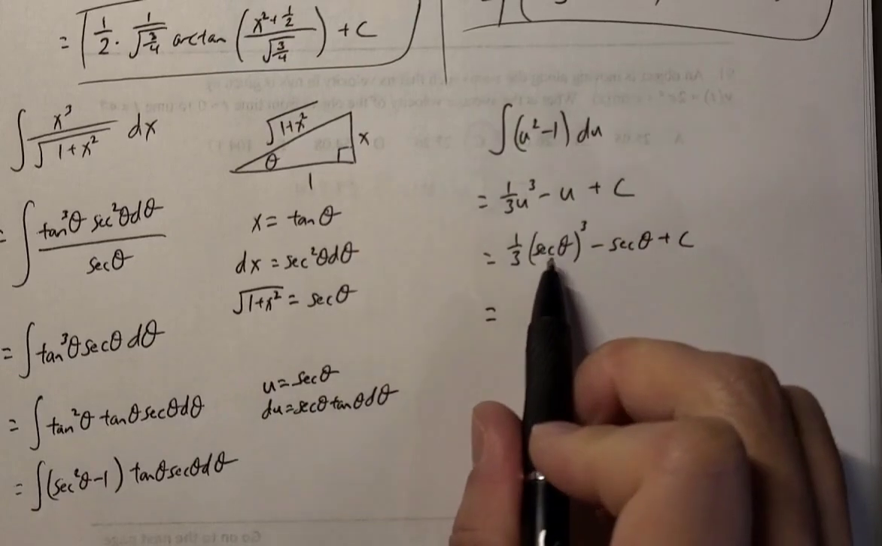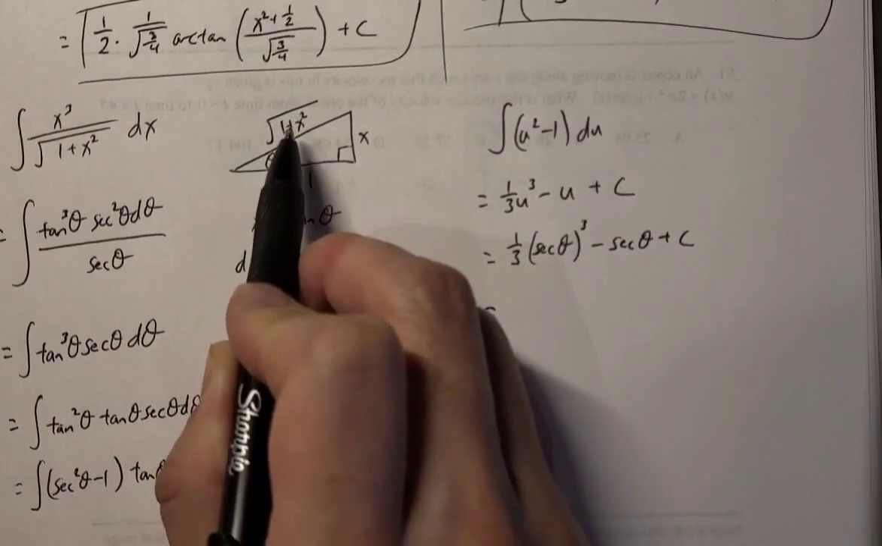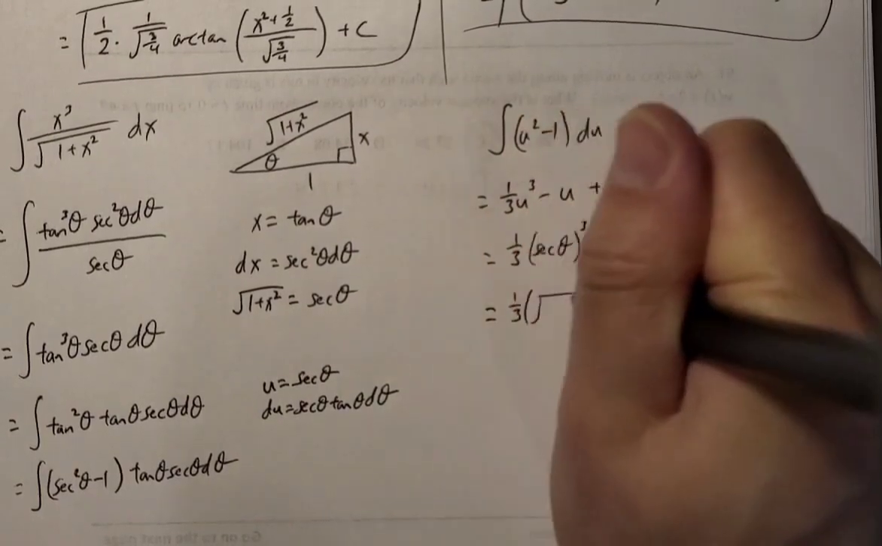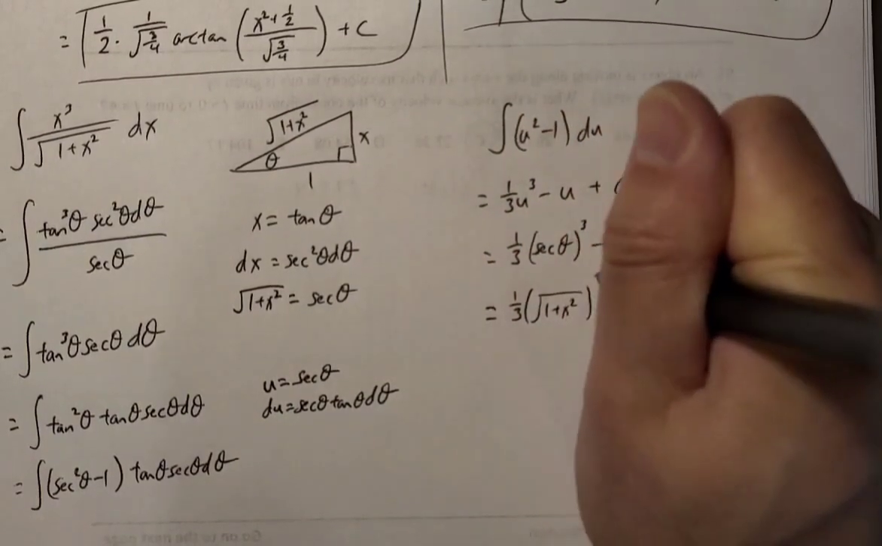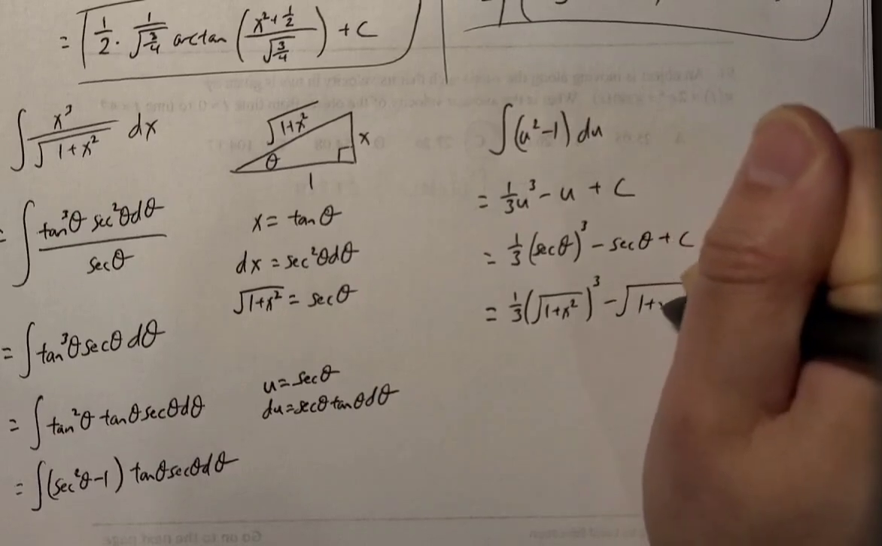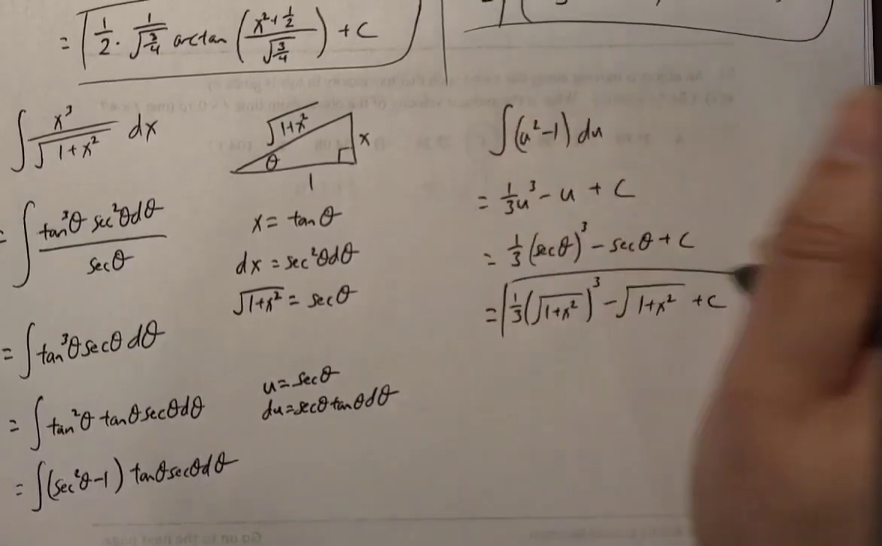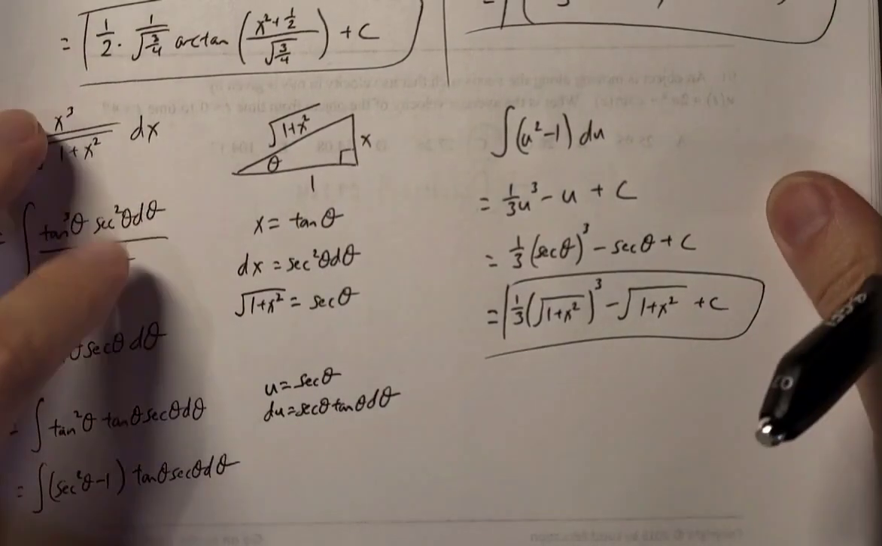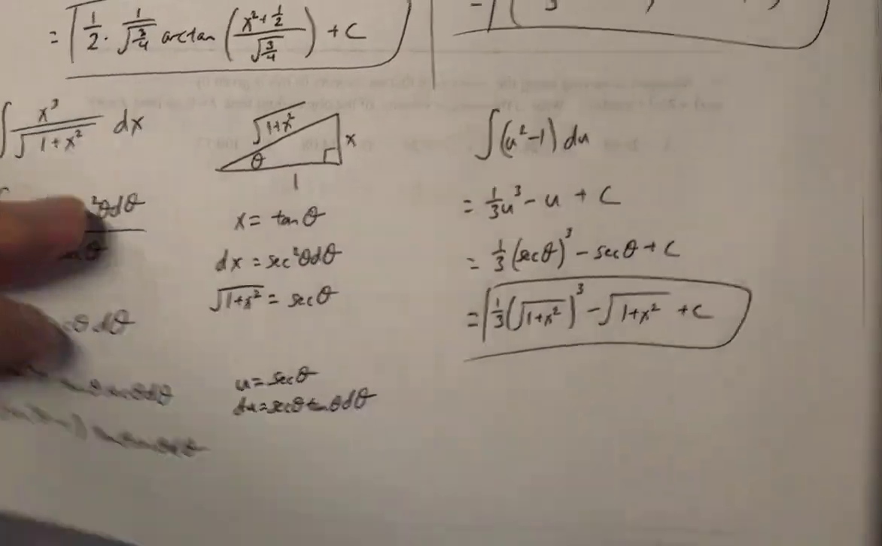And what is secant theta? You can get it from the triangle, which is square root term over 1, or we had it over here also. So a third times square root of 1 plus x squared, that guy cubed, minus square root of 1 plus x squared, plus c. And that's my answer. All right. That's how I did this one. Let's move on to the next one.